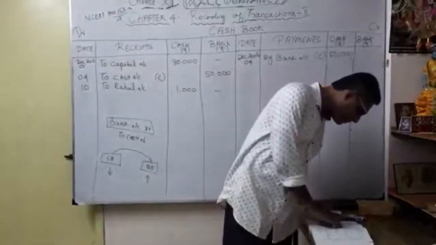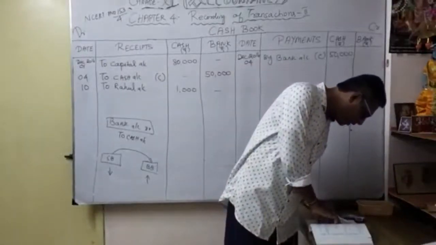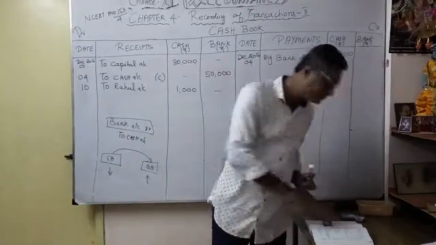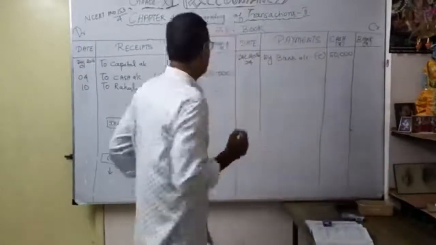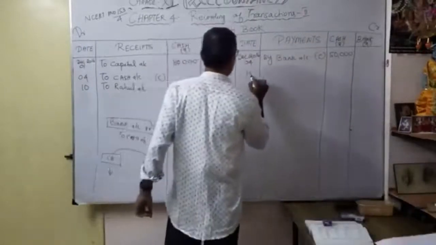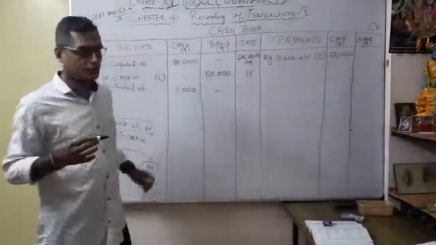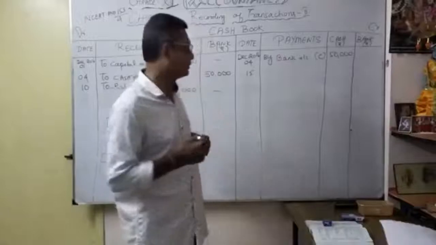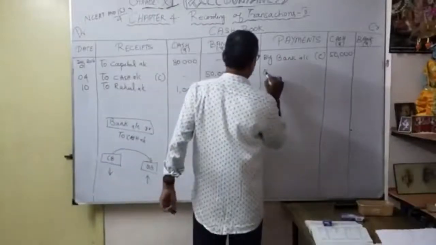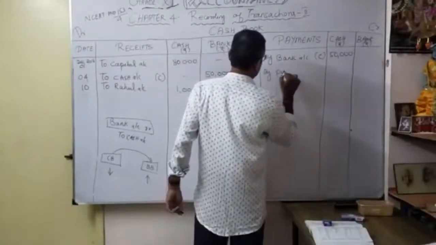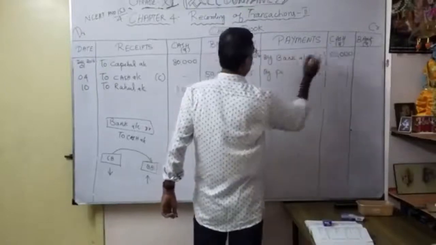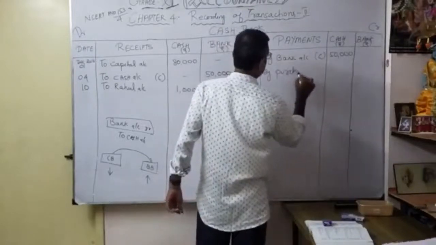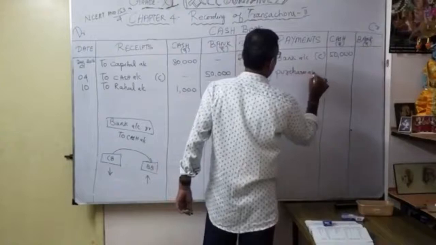What is next? December 15, bought goods for cash, 8,000. Okay. So, payment. December 15, bought goods for cash. So what is the entry? As you know, purchases account debit to cash account. Okay. So what do you have to write? In the cash, by purchases account. How much?